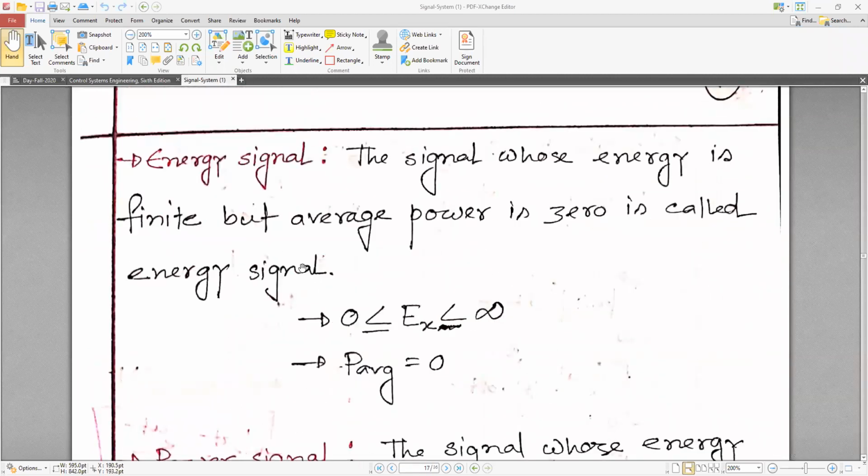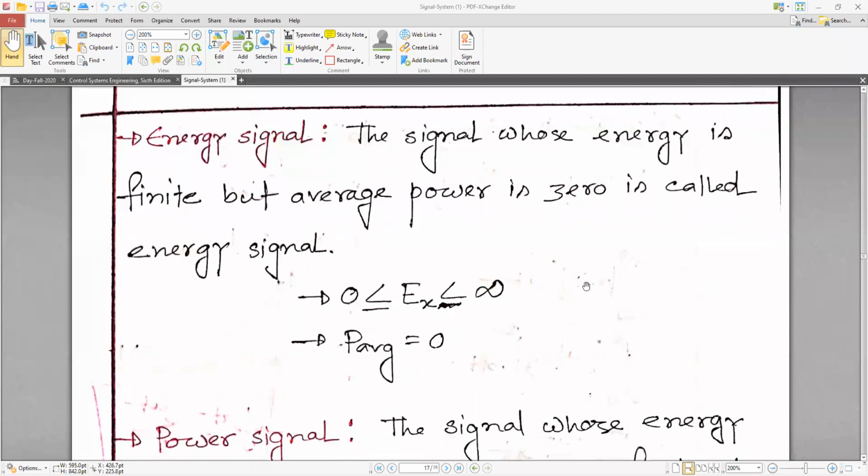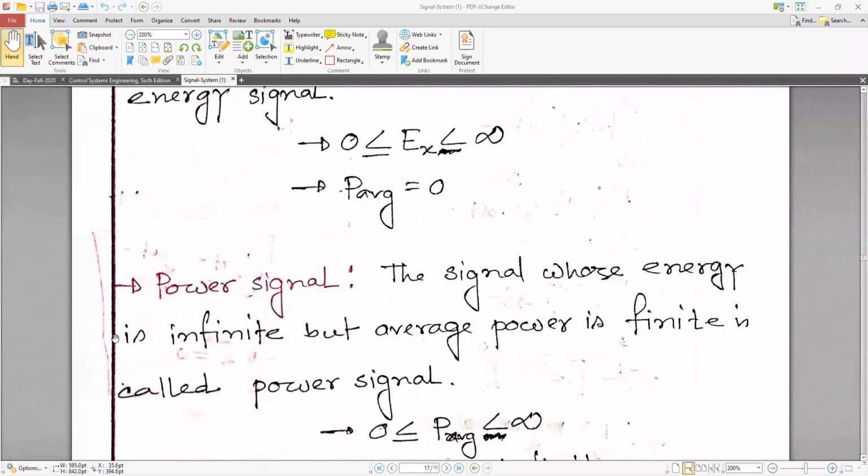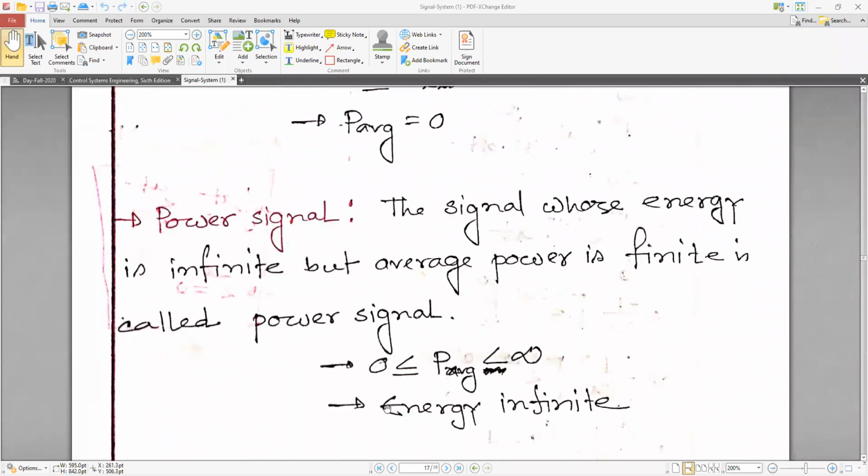Now, what is the energy signal? The signal whose energy is finite but average power is 0 is called the energy signal. So the energy is finite, P average is equal to 0. Power signal: the signal whose energy is infinite but average power is finite is called the power signal. So the energy is infinite.